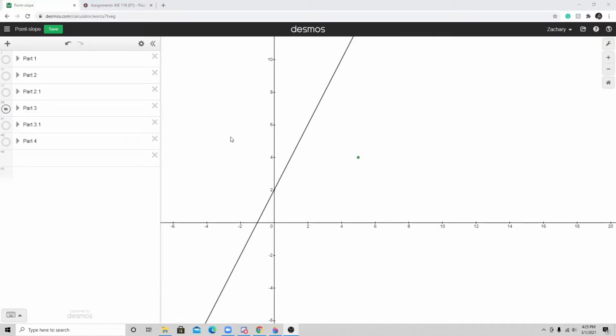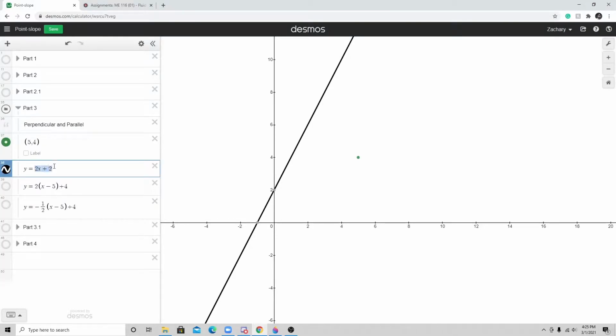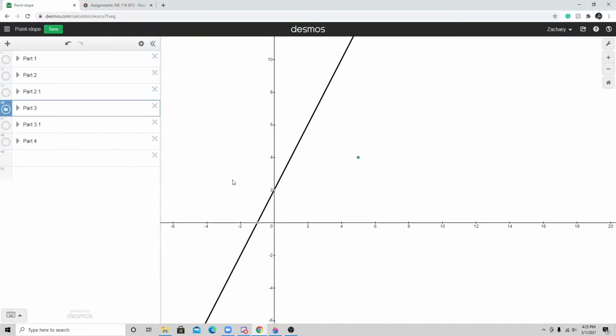This case is pretty similar to the first problem we looked at, but instead of just being given the slope, we're given the entire equation of the line. In this case, the equation of the line is 2x plus 2, and the point is at the coordinate 5, 4. So we're given the equation of a line and the coordinates of a point, and we're trying to find the equation of a line that is parallel to this one, but passes through this point.